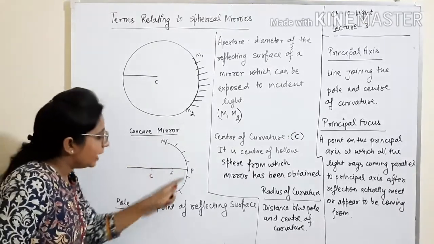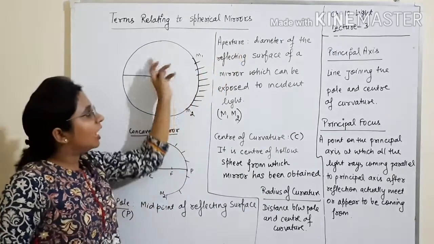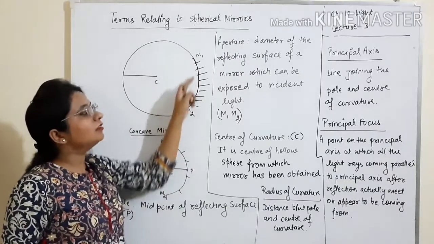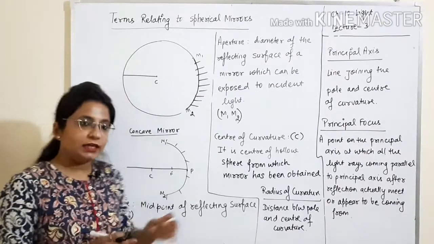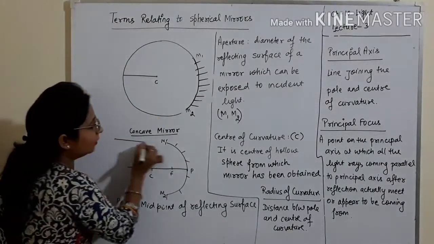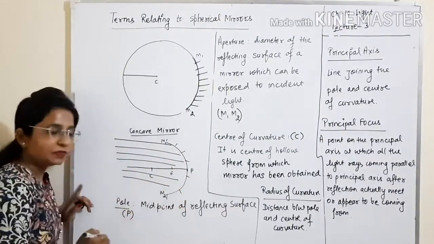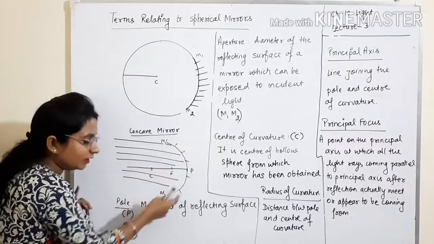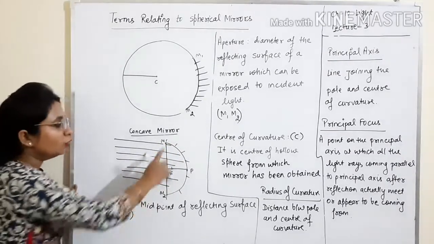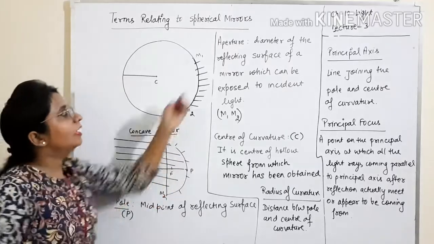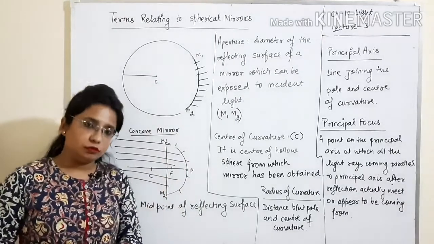Now this M1 M2 is called the aperture. The diameter of the reflecting surface of a mirror which can be exposed to incident light. The whole portion where incident light is coming, if I take the diameter of this reflecting surface approximately like this, so this is called the aperture. This M1 to M2, this is called the aperture.